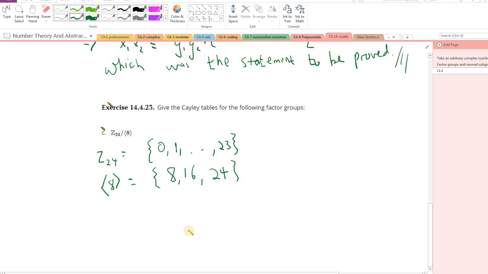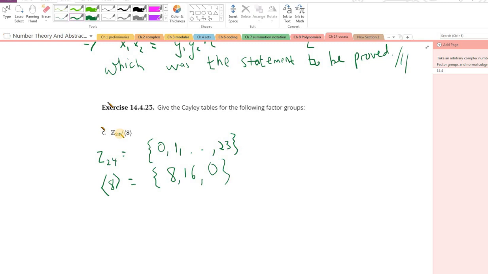Yes, and I think that's where I'm very confused by the whole factoring thing. If this is a subset of Z24, then the 24 would have to be a 0. That's right. It's a subset. It's a subgroup. So you're using addition mod 24. That's exactly right. When you say Z24 mod angle brackets 8, you're assuming that angle brackets 8 is a subgroup of Z24.